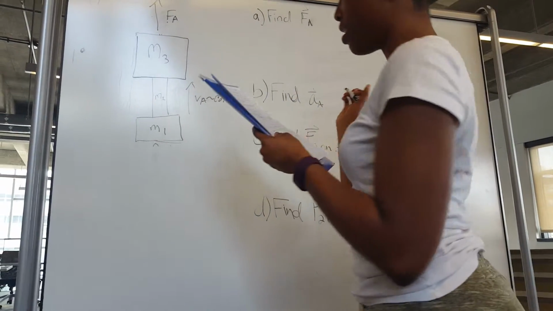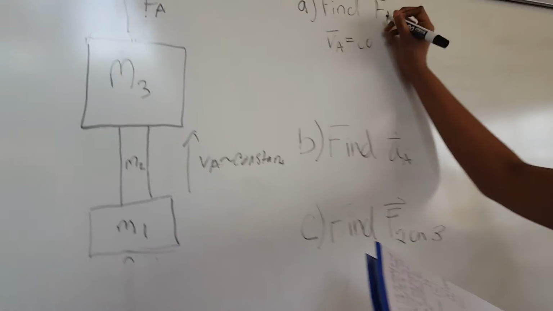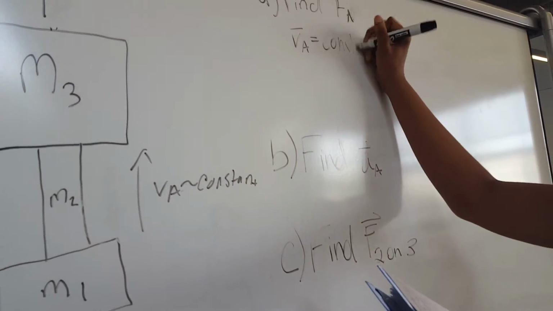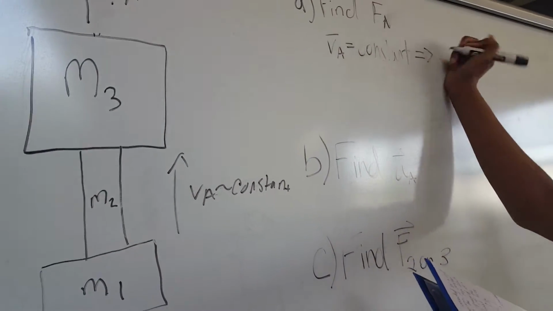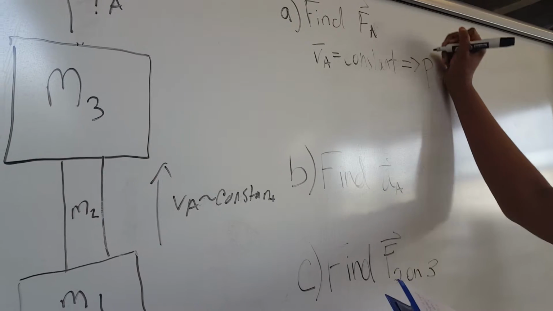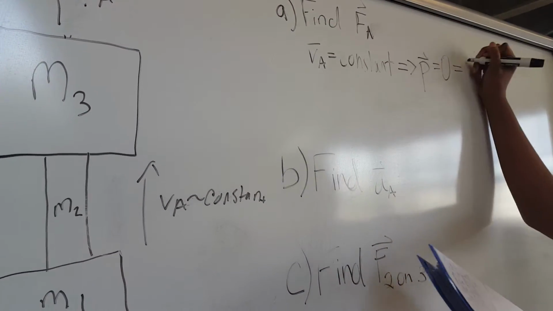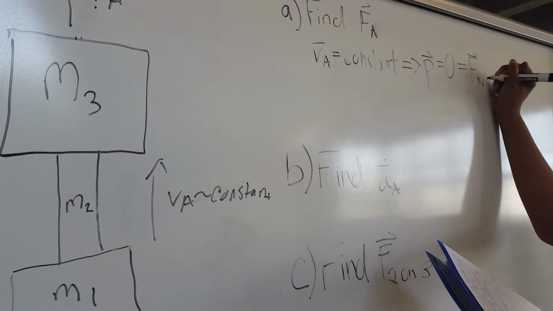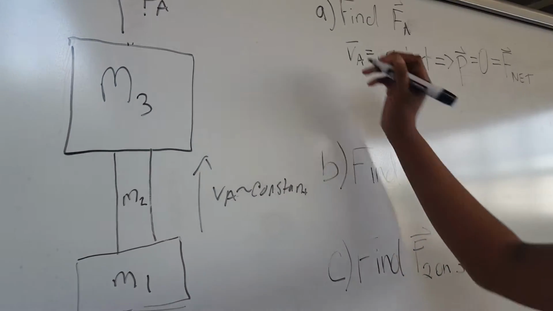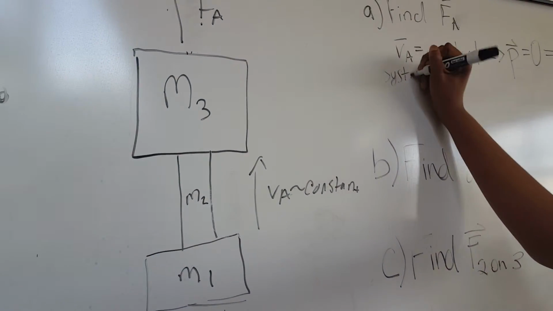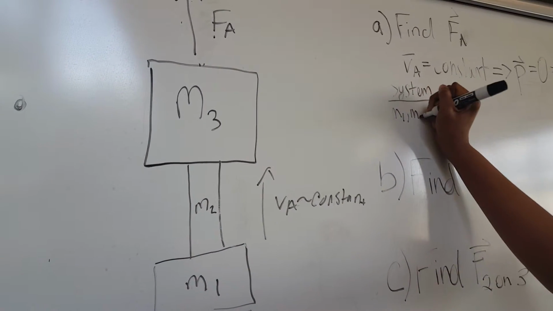In order to do this, we know that v is constant. And in this case, according to our momentum principle, if v is constant, then the change in momentum is going to be equal to 0, and that also means that F net is equal to 0. And in this case, we'll choose a system. So we'll say that the system includes M1, M2, and M3.